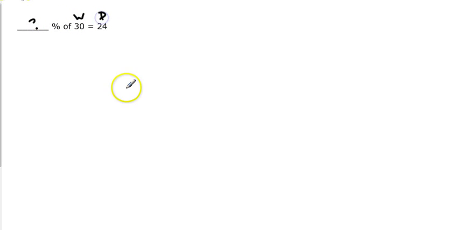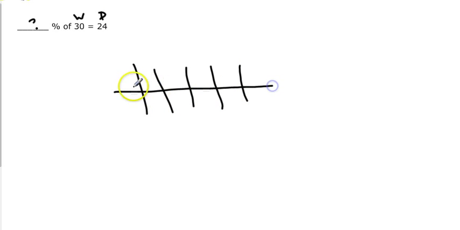So I'm going to go ahead and set it up with a ratio table this time. And this time my comparison is going to be part to whole because I have those two numbers. I have the part and I have the whole. So I have 24 and I have 30. And I'm trying to find the percent. We know that part of the whole is always out of 100. So 100 is my target on the bottom.